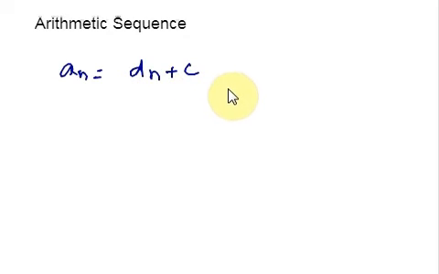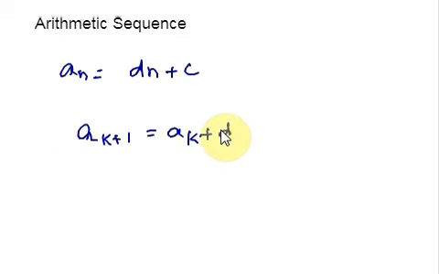A recursive definition: since each term is found by adding the common difference to the previous term, you can write the recursive definition. For any term in the sequence, we have added the difference one time less than the number of the term. For example, for the first term, we haven't added the difference at all because 0 times. For the second term, we have added the difference once. For the third term, we have added the difference 2 times.